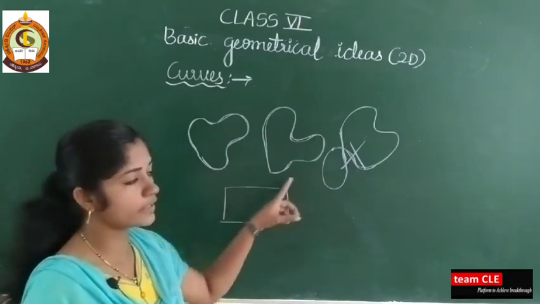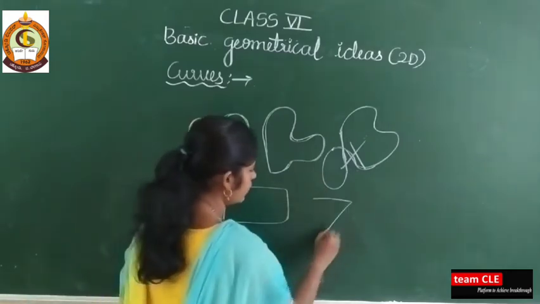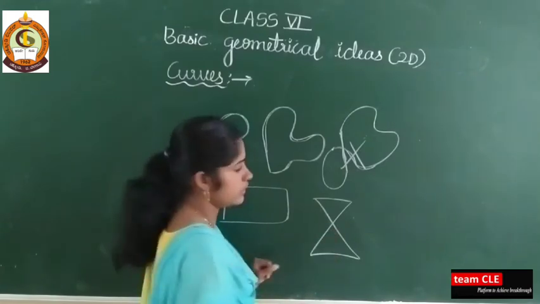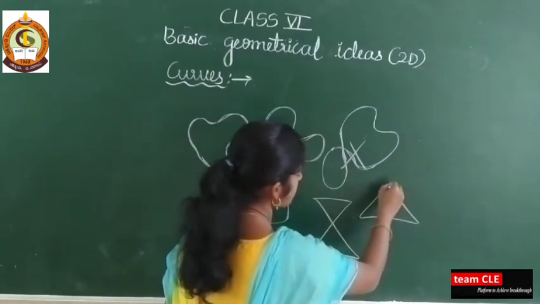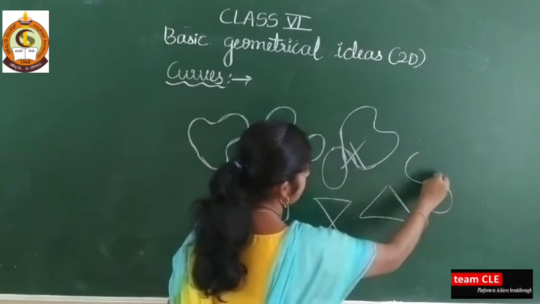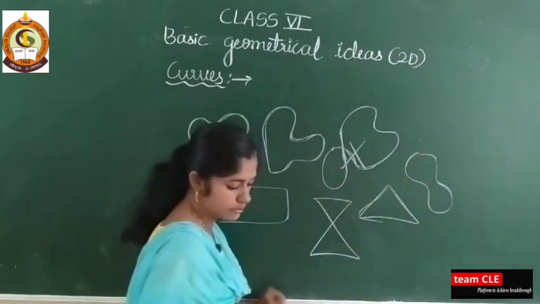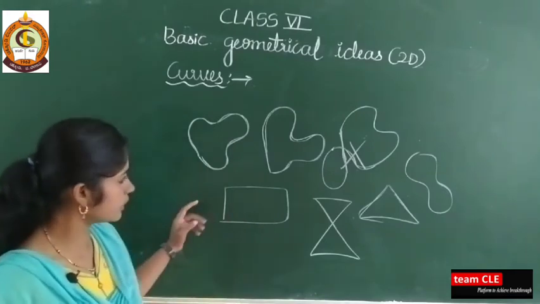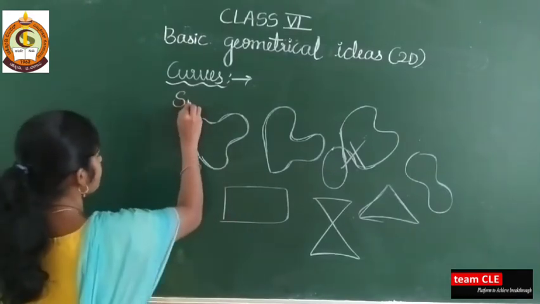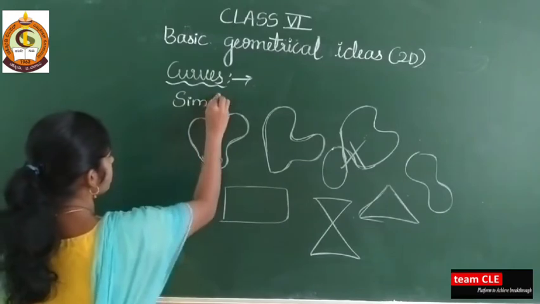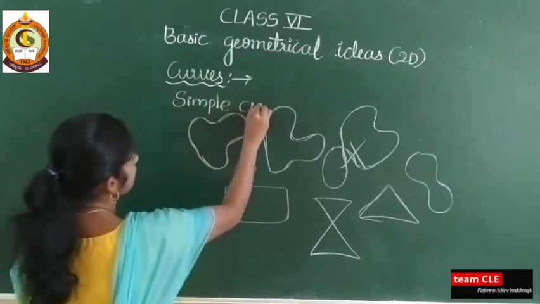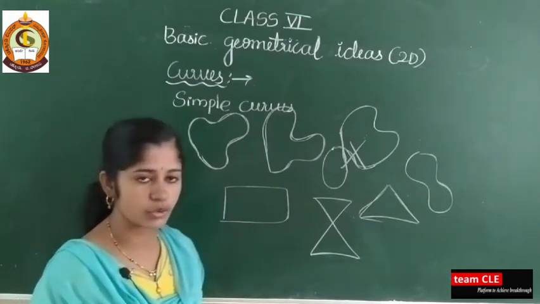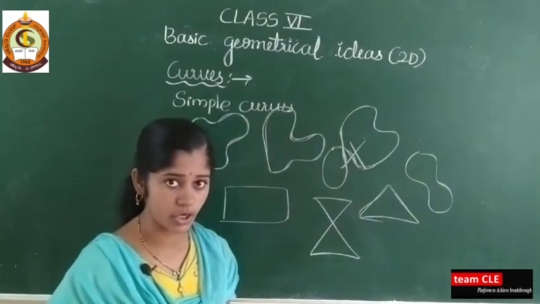This one crossed. I will draw one more. This is also not a simple curve because it crossed itself. So this is a simple curve. This is also a simple curve. I hope you understood this. What is a simple curve? A simple curve means a curve that does not cross itself.